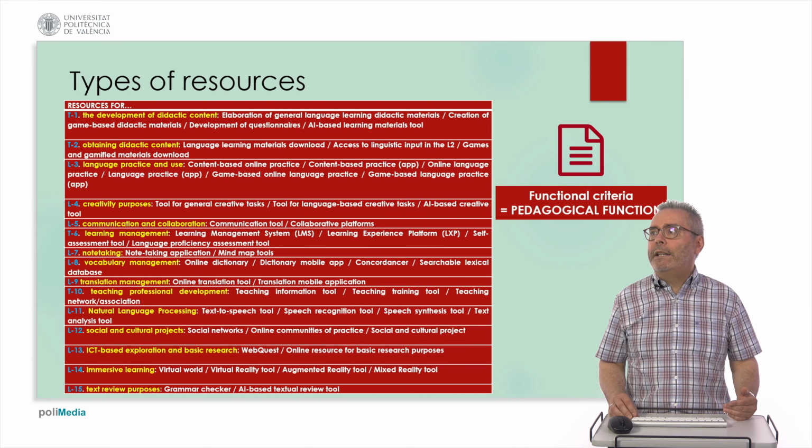Here is the typology at a glance. We have the T or L of the 15 resources, and the first level in yellow, the name of the type of the resources, and in white we have the subcategories, and all of them are following a functional criteria. That means the pedagogical function of the technology and the resource.